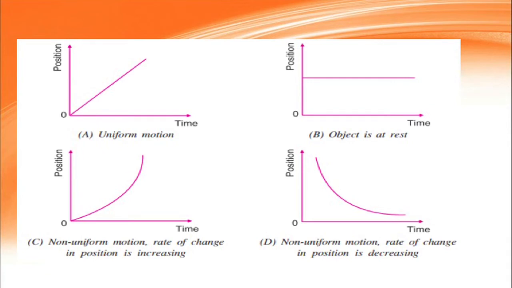And in graph 3, you can see the position-time graph is curved, showing that the rate of change of position is increasing, that is, non-uniform motion. In the fourth graph also, the position is changing with time but not uniformly. It is also non-uniform motion, where the rate of change of position is decreasing in this case.